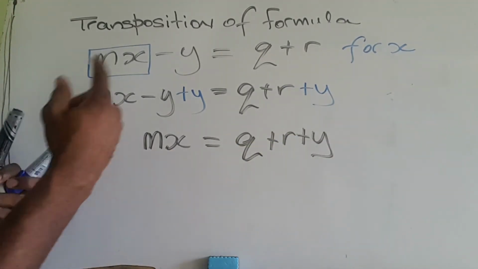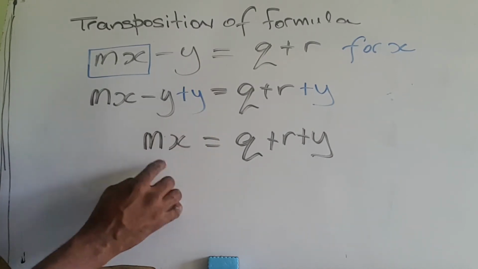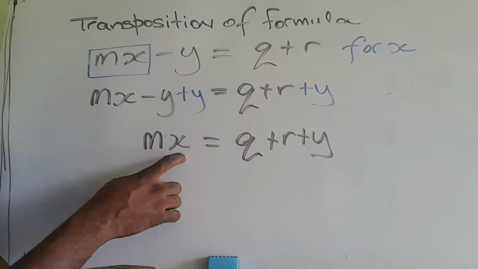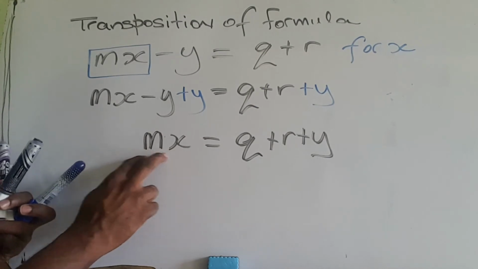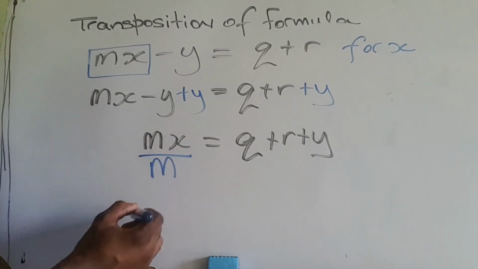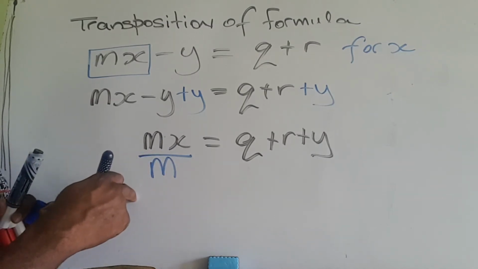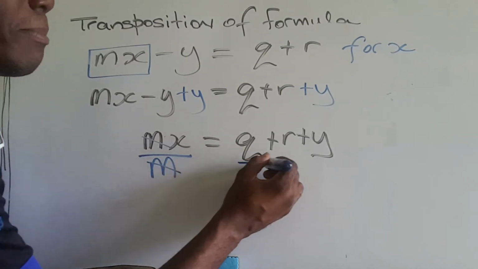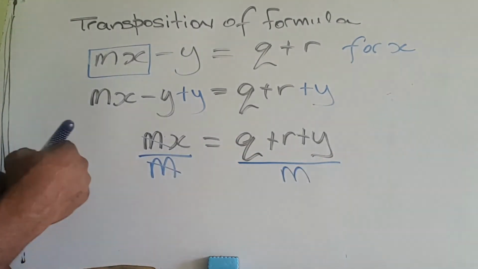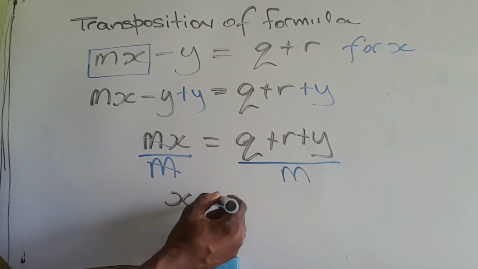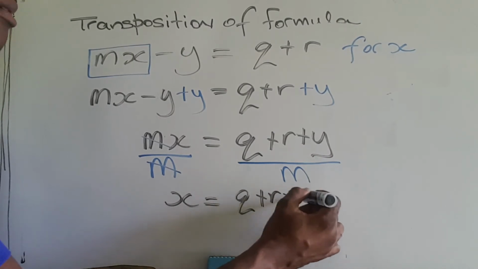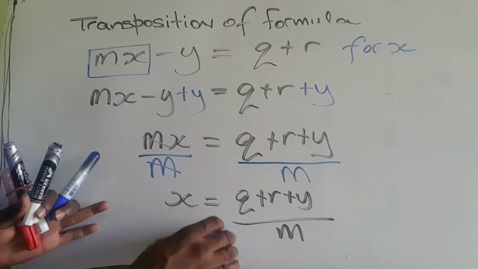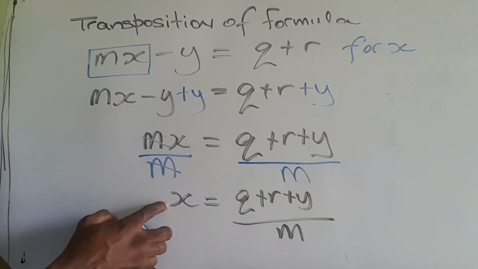Remember, the aim is to isolate the x, so we need to see what's going on. What is going on here? This is m times x. Therefore, the inverse of what m is doing is to divide. So m is multiplying, then the inverse would help us to cancel m. So we divide by m. So the m cancels itself there. You balance by dividing this side by m. So if we write this back finally, x is equal to q plus r plus y all over m. All right, so you could see right there we have x becoming the subject of the formula.